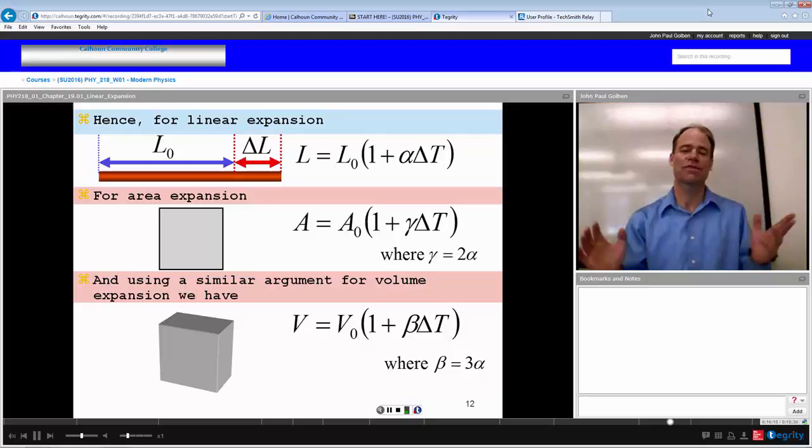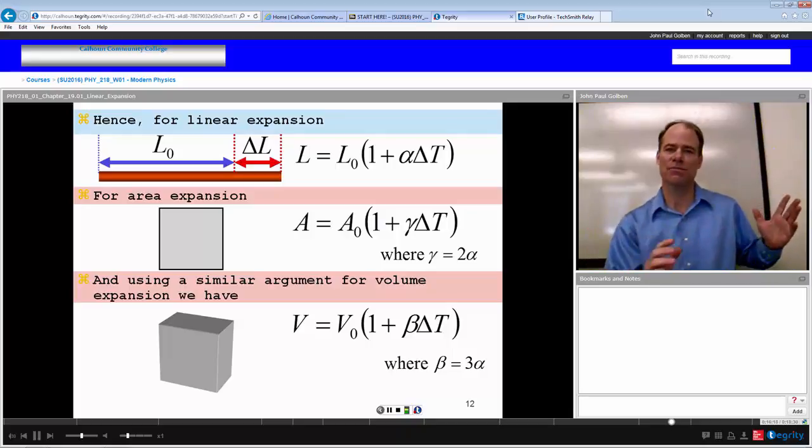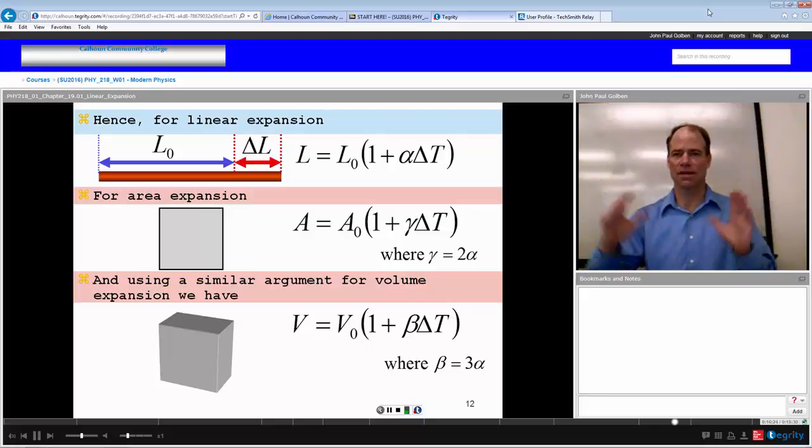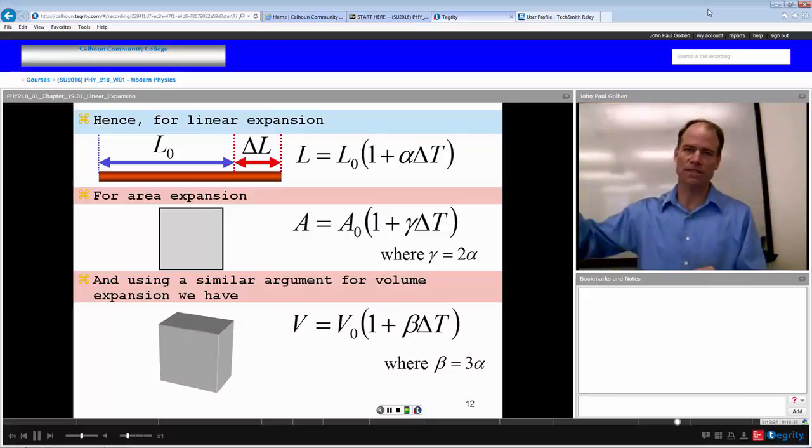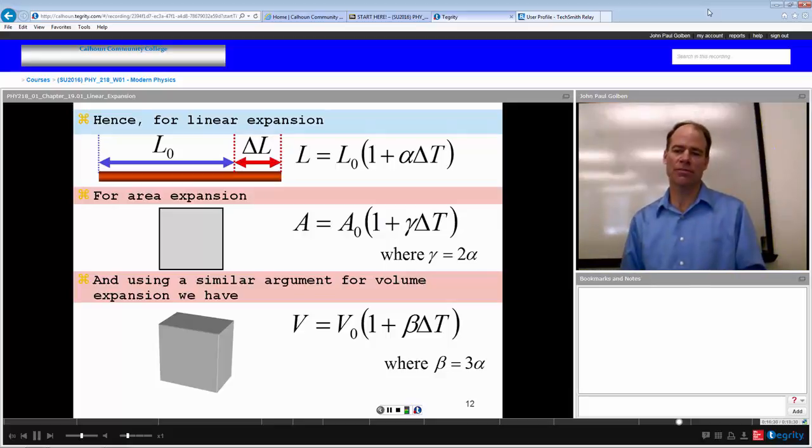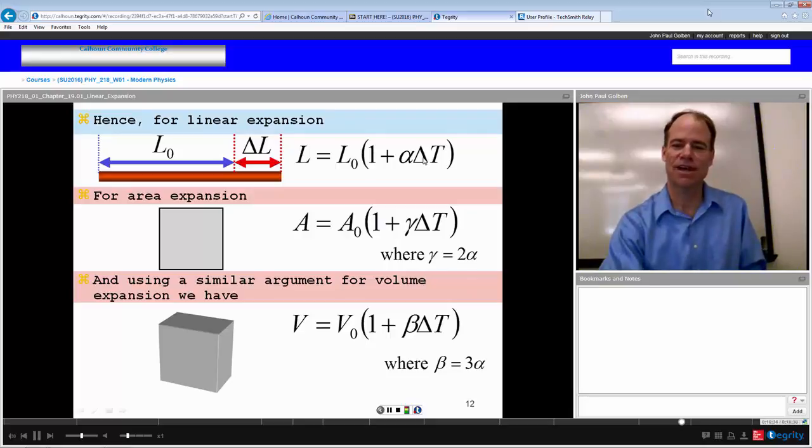And we could prove this very easily using the same kind of mathematics we did on the previous screen, where we had expansion for 3 terms, and the small terms will all basically be 0, and we'll end up with beta equal to 3 alpha. So that's kind of a nice thing to remember. If we know alpha, we know the area expansion as well as the linear, and then we know the volume expansion as well.